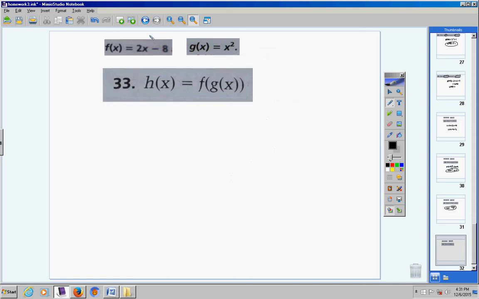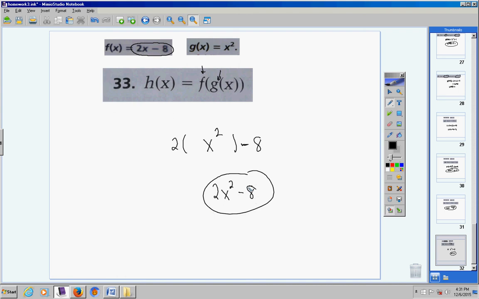Alright, number 33. We're going to do composition f of g of x. So, notice f is on the outside, so we pick up our f function and we write it first. Everywhere there's an x, we put a really big parentheses. 2x minus 8, so put a parentheses for x. The next letter's g, so pick this up and put it in the parentheses. So we have 2 times x squared minus 8. 2 times x squared is 2x squared minus 8. And that is your answer. h of x equals 2x squared minus 8.